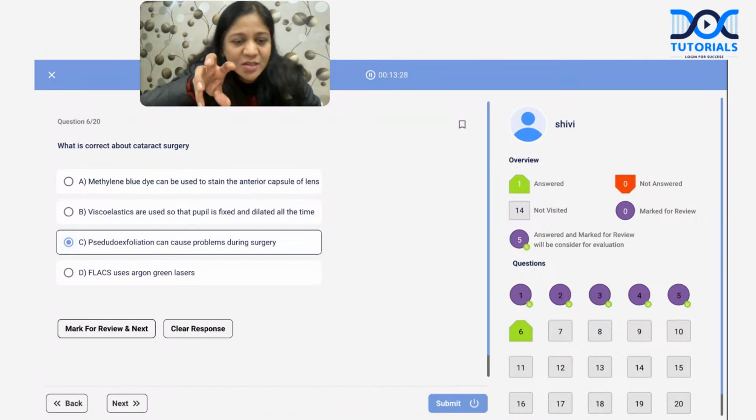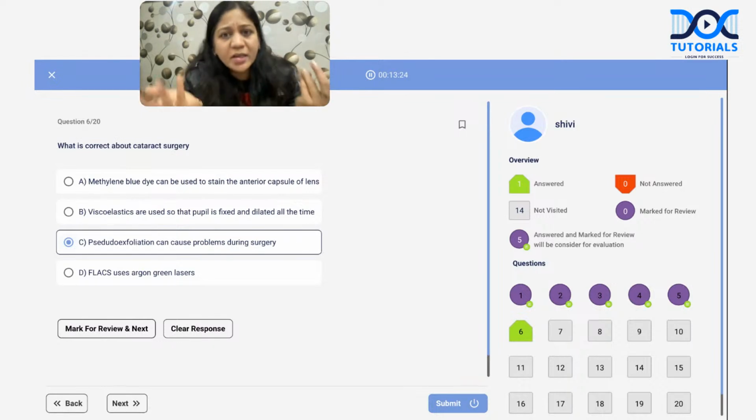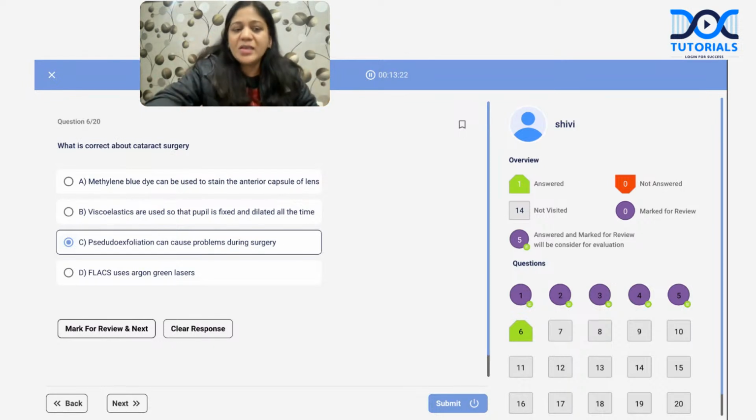Because jab pseudo exfoliation hota hai, so there can be a poor pupillary dilatation and there can be a spontaneous subluxation of the lens. So this is very, very easy. FLACS doesn't use green laser. Rather, FLACS use what? Double ND glass laser. So this is also an incorrect option. Okay, so C is my correct option.